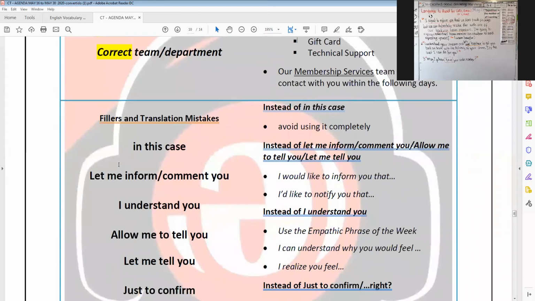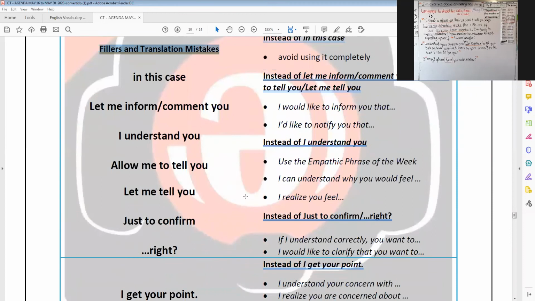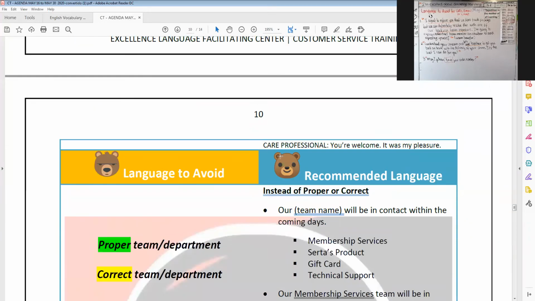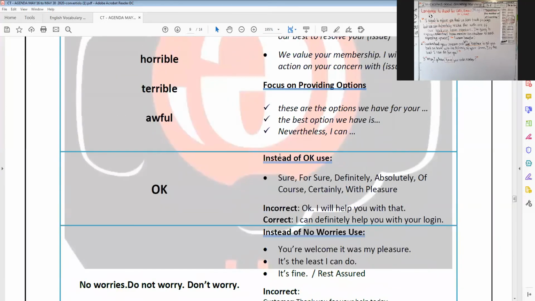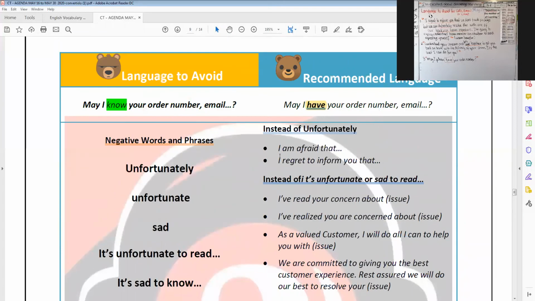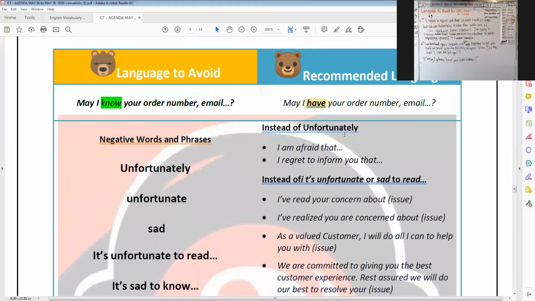And in our next session, we're going to talk about fillers and translation mistakes. It's going to be very interesting, so don't miss that one out. And to wrap it up today, I'd like to hear your takeaways for this class. So team, what are your takeaways? Danny, I think Danny had some great takeaways.